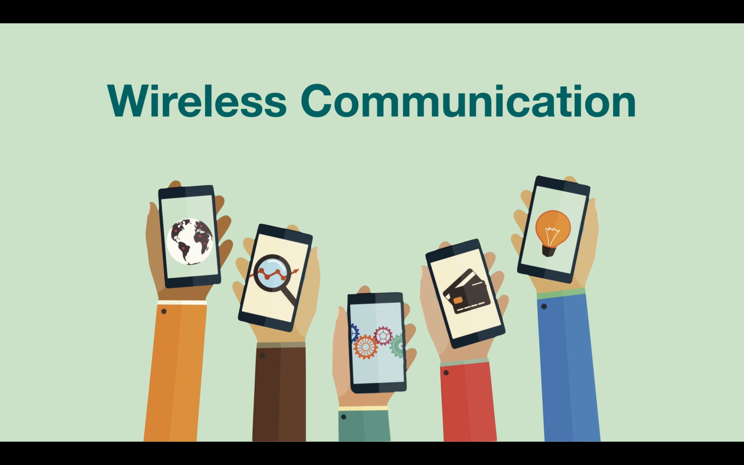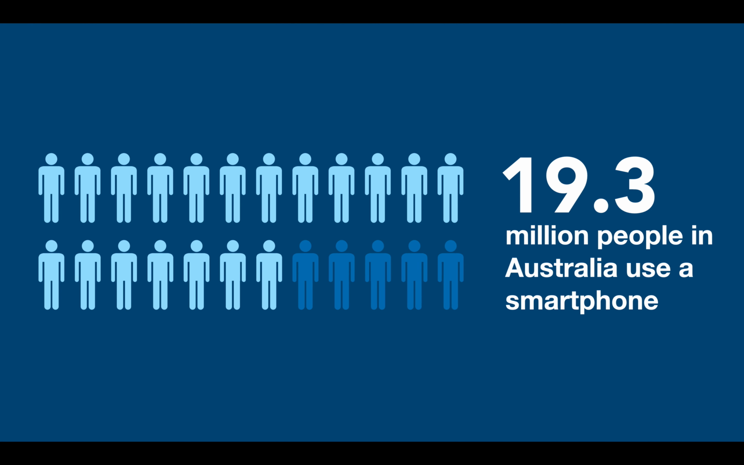So to begin this unit, we are looking at wireless communication. In today's lesson, we are focused upon how the internet works. So before we begin, we should consider why are we learning about how the internet works? Well, 19.3 million people in Australia use a smartphone. A smartphone is best defined as one that is connected to the internet and runs applications.